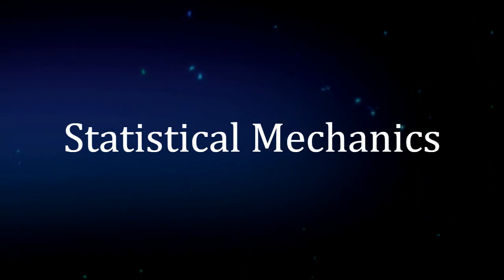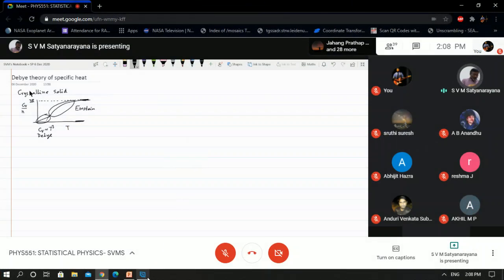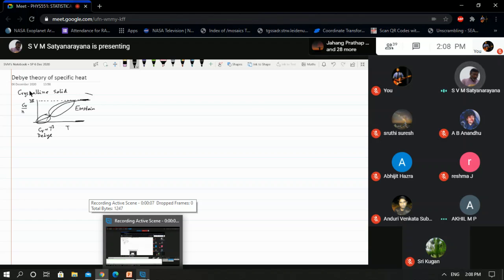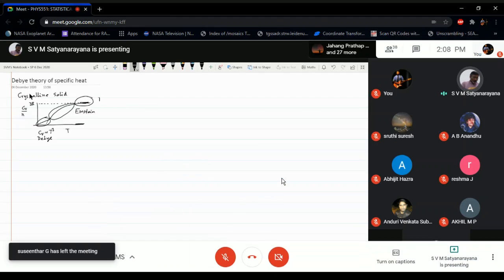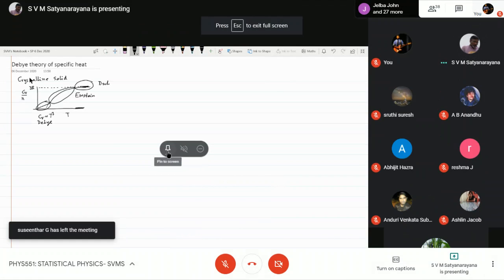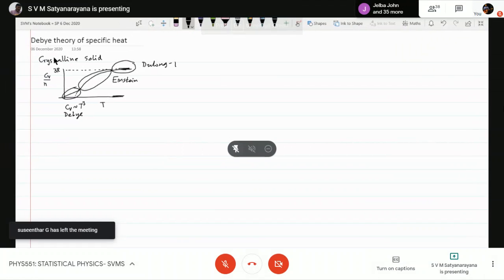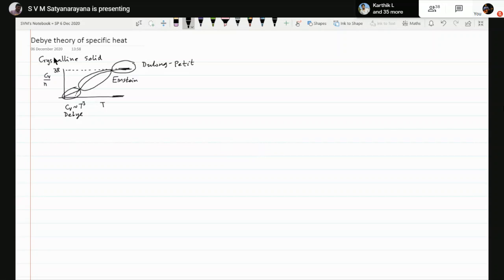Only Debye theory is able to explain this one. And this region is essentially Dulong-Petit. So these are dominant specific behaviors of crystalline solids.